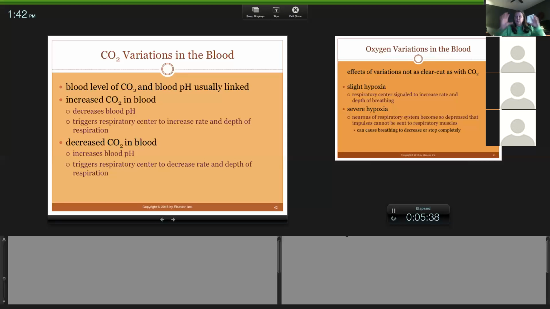So I just want you to know the main thing is that when CO2 goes up, pH goes down. And when CO2 goes down, pH comes up. But if the CO2 is altered up or down, that will influence the respiratory rate.